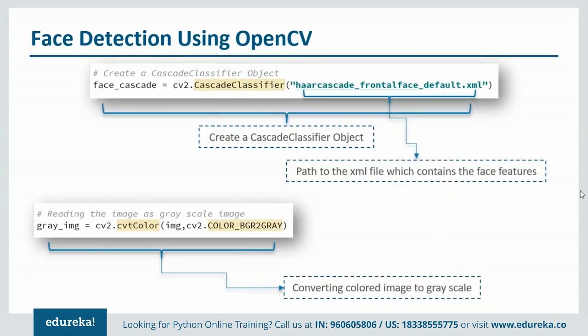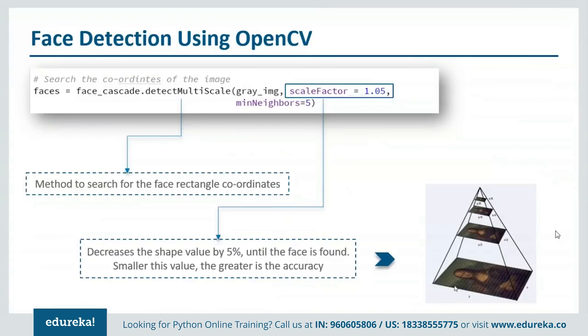Then we are converting the colored image to the grayscale image. After that, we are using a method to search for the face rectangle coordinates. This detectMultiScale is a method which will help us search for the face rectangle coordinates. And scale factor basically decreases the shape value by 5% until the face is found. I don't want you to focus too much on scale factor right now. It keeps on decreasing it. The smaller this value, the greater is your accuracy.